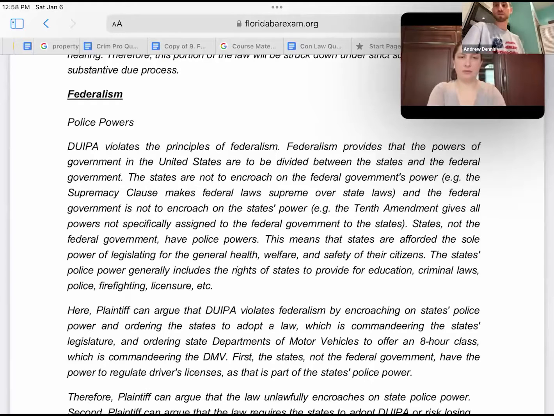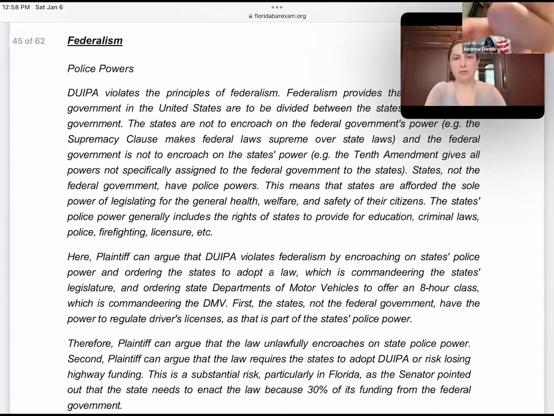All right, police powers. Federalism provides that the powers of the government of the United States are to be divided between the states and the federal government. The states are not to encroach on the federal government's powers, and the federal government is not to encroach on the state's powers. States, not the federal government, have police powers. This means that states are afforded the sole power of legislating for the general health, welfare, and safety of their citizens. The state's police power includes the right of states to provide for education, criminal laws, police, firefighting, etc.